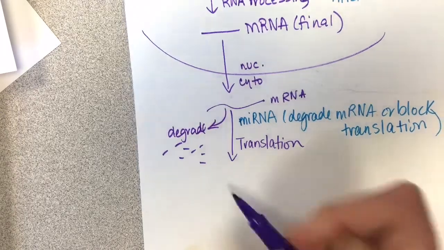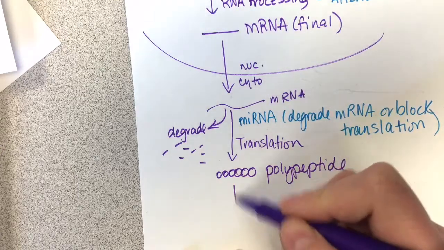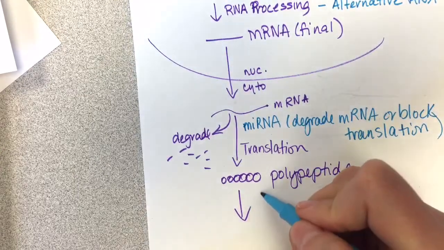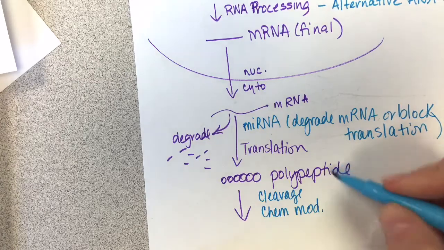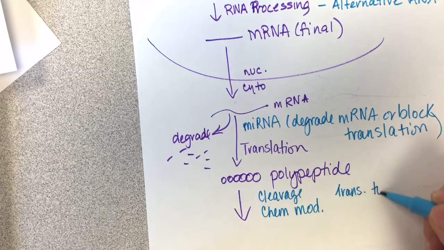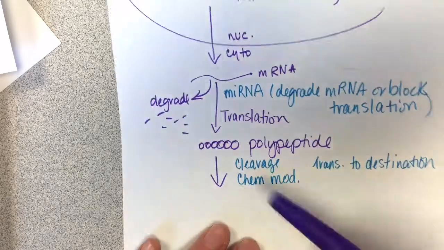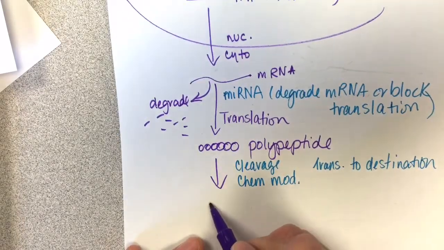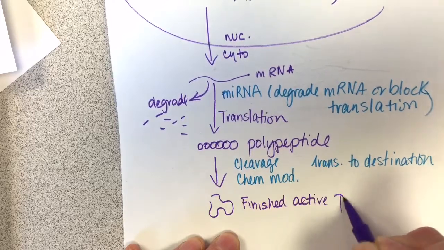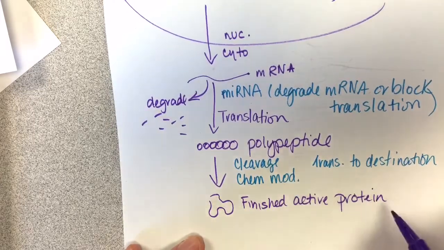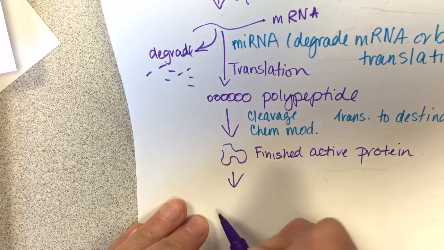And then if translation occurs, we build our polypeptide. So this is our chain of amino acids. And then we're still not done. What happens is we can go through cleavage, chemical modifications, and then it's transported to its destination. And then lastly, after all of that, you end up with your finished, active protein. That has a specific shape to do a specific job, and then eventually that can be degraded.